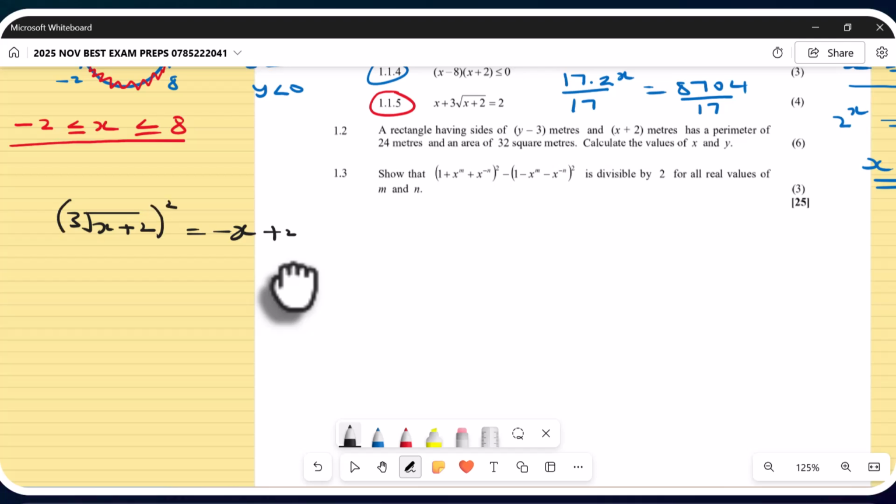Now this side here, you square negative x, you get positive x squared. Then 2 times negative x times 2 gives us minus 4x. Then square the positive 2, you get positive 4. Now open brackets here. 9 times x gives us 9x. 9 times 2, we get 18 here. And then equals x squared here, and then minus 4x, then plus the 4.